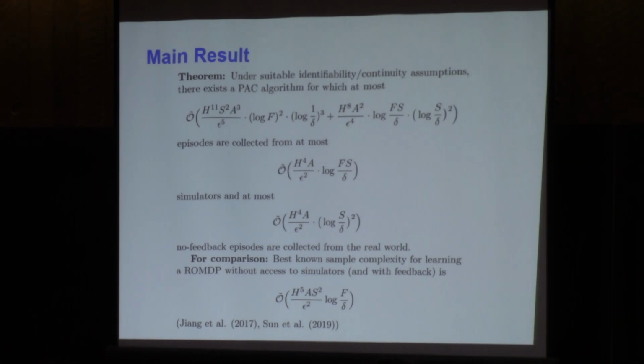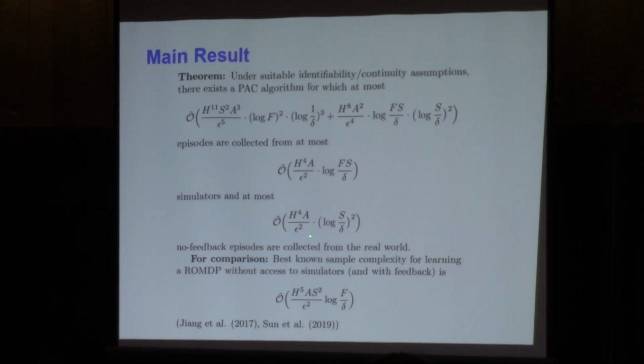There's an assumption we make in our theory that the optimal meta-policy belongs to a known finite class of meta-policies, and its cardinality is capital F. Under suitable identifiability and continuity assumptions, and I can say what those are if you're curious, there exists a PAC algorithm for which at most this many episodes are collected from at most this many simulators, and at most this many no-feedback episodes are collected from the real world.